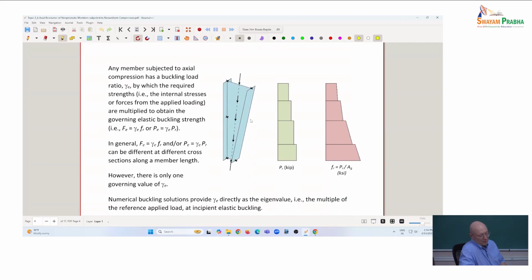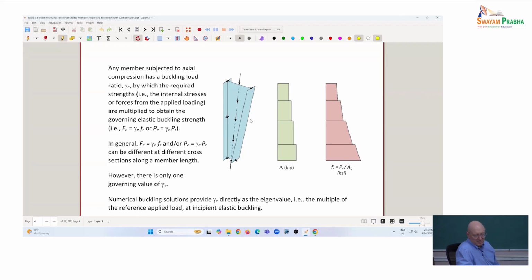What's the strength? Okay, so again, any member that's subjected to axial compression, if we're getting our buckling load associated with the axial compression, it's got a gamma E by which all these applied loads that we're checking the member for scale to reach their elastic buckling values. Now gamma E is one value, right? That's your governing eigenvalue.